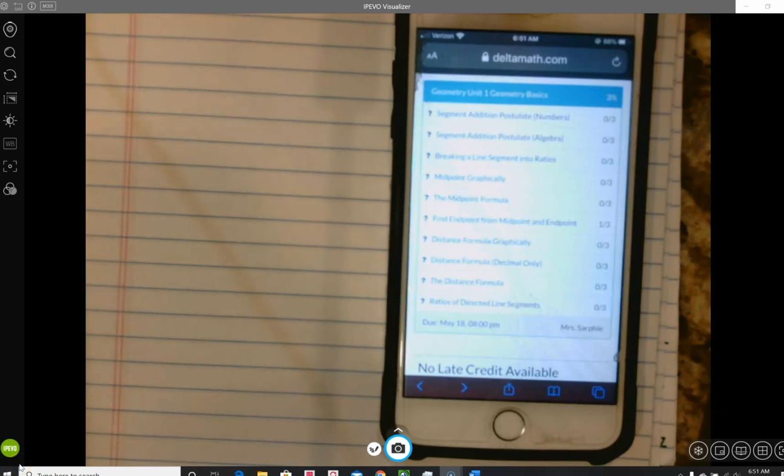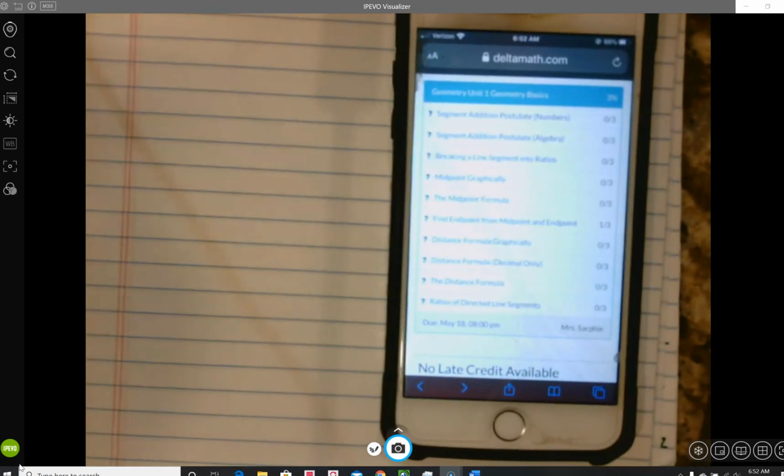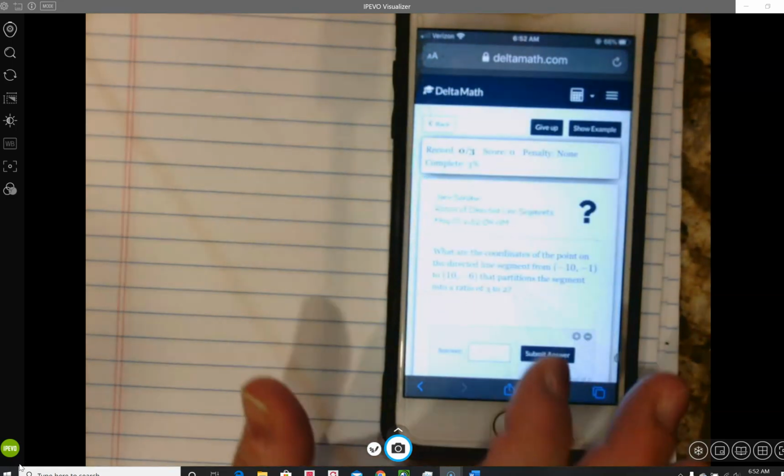So welcome to part 2 of Geometry Unit 1, Geometry Basics. I had one more problem I wanted to go through with you guys and just explain how it's similar to what we've done in class already, but not exactly the same. So that is down here at ratios of directed line segments.